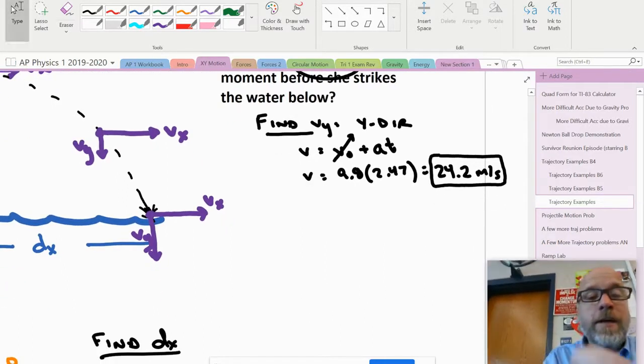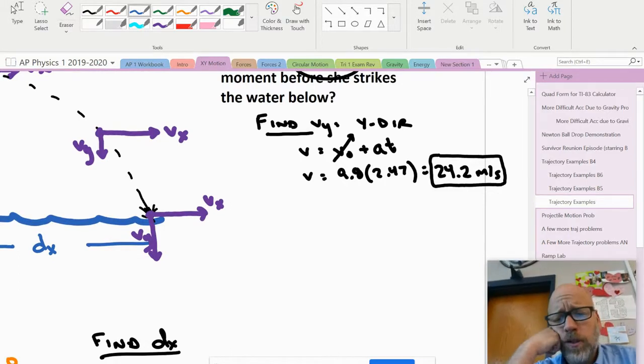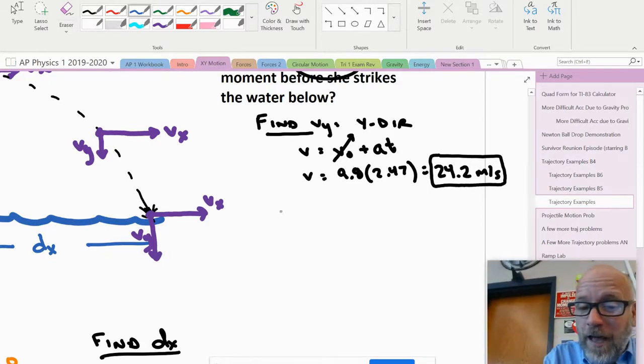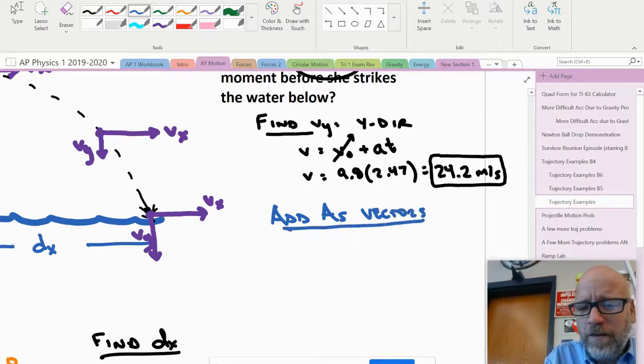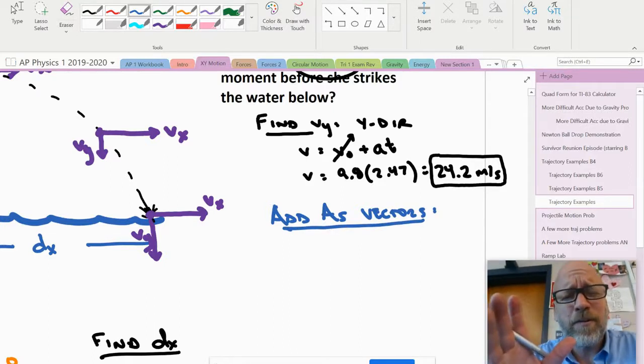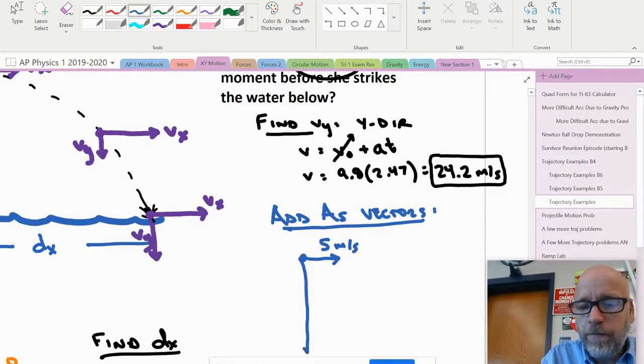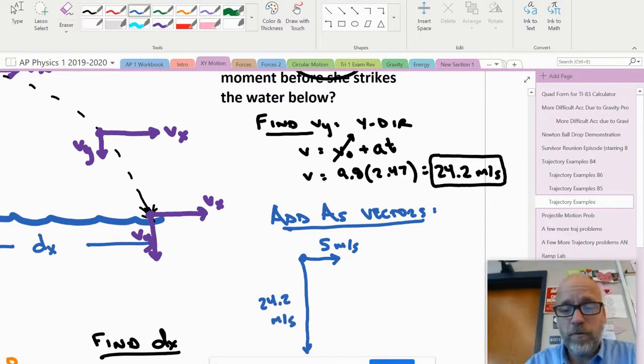So how do I take that and add it to the 5? Well, 5 plus 24.2 is going to be 29 point, right? Just add 5. But they're not in the same direction. I have to add them as a vector because the direction matters. This is a bit of foreshadowing. We'll do a lot with this. Relax. You got this. So if I have a velocity of only 5 in the x direction and 24.2 in the y, how the heck do I add those two things?